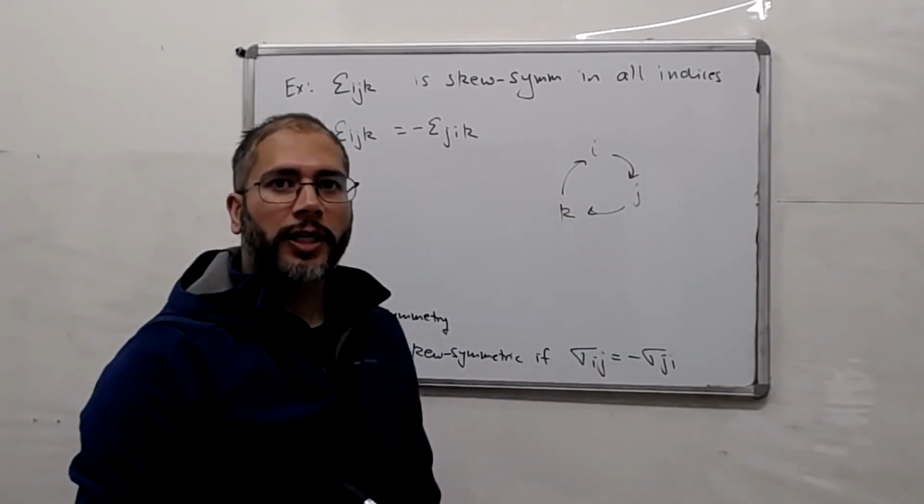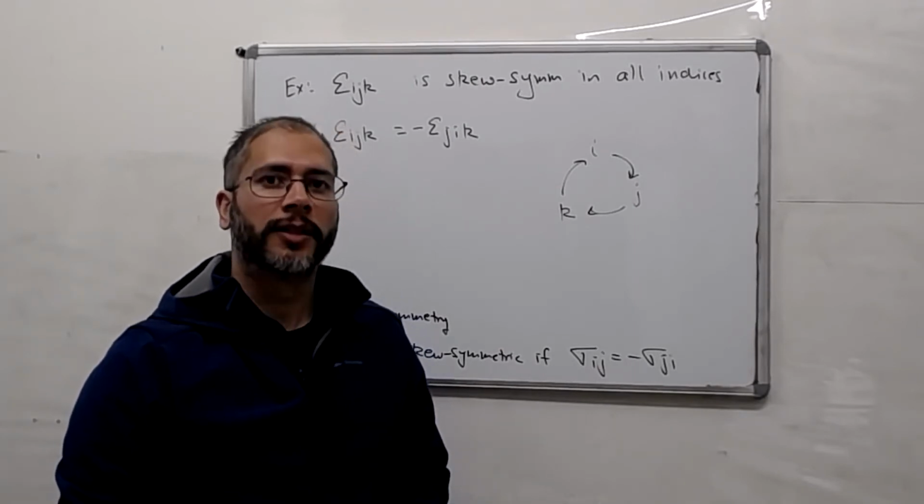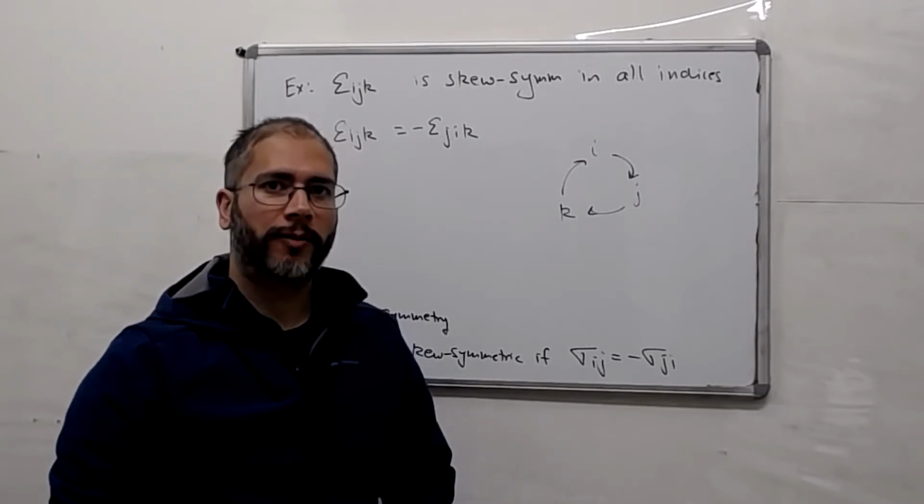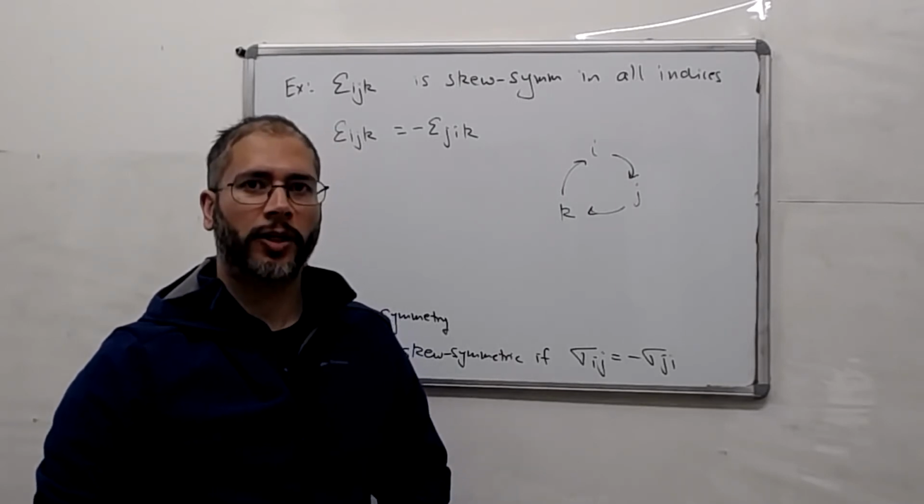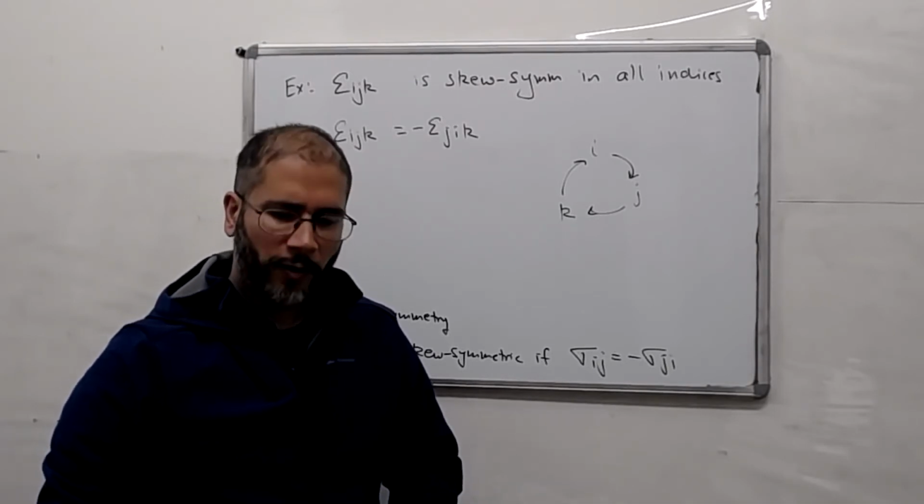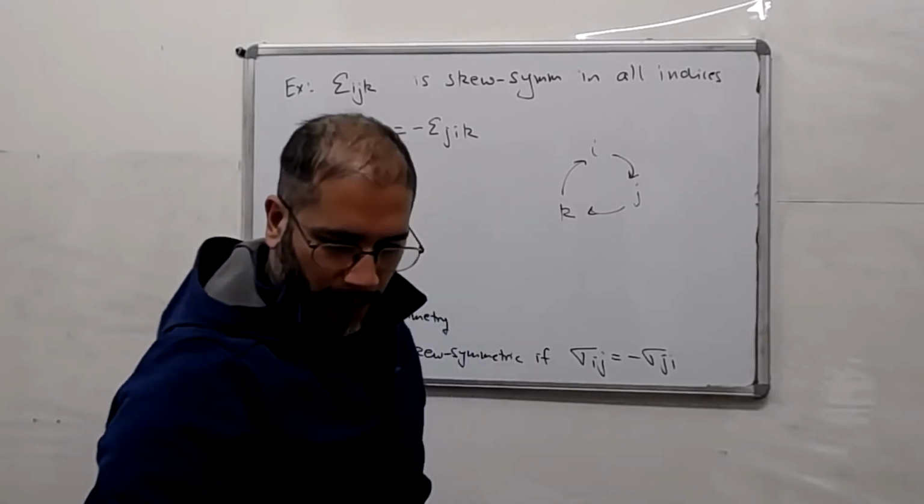The epsilon ijk or the permutation symbol is one such tensor that is skew symmetric in all three indices. So I'm very careful when I use the word tensor for epsilon, but you will see why that is the case. For now, we loosely say that it is a tensor of order 3.